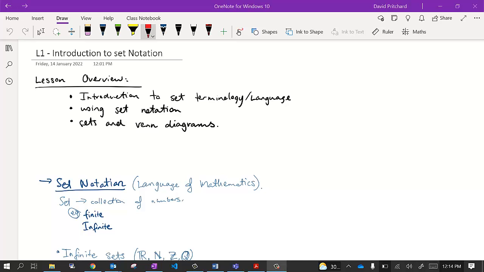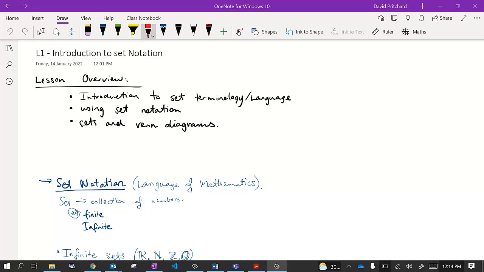The intent is not to be fully fluent with this at the end of the lesson, but to set a foundation so that as we continue forwards, you've got a decent understanding that you can build on of the language that we're going to utilize. And you'll be able to read mathematical statements using set notation and be able to decipher what the question is asking. Okay, so basically this lesson is an introduction to set terminology and language.